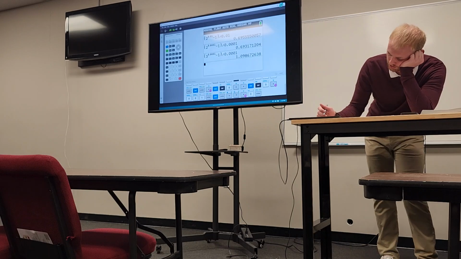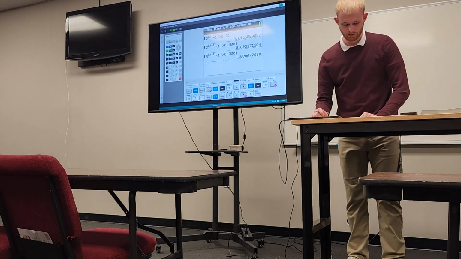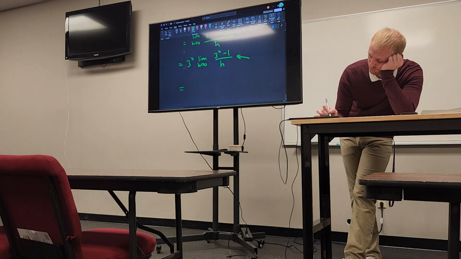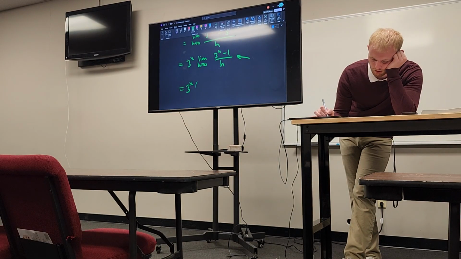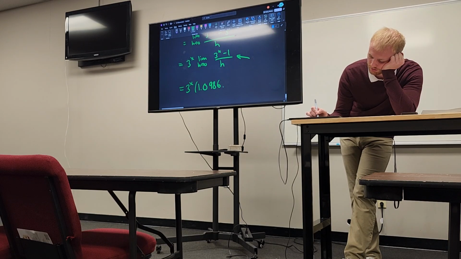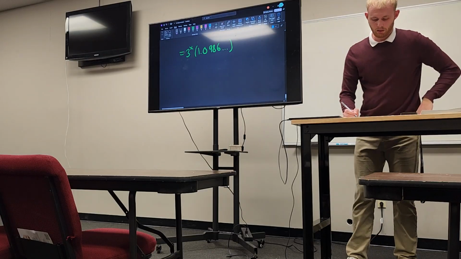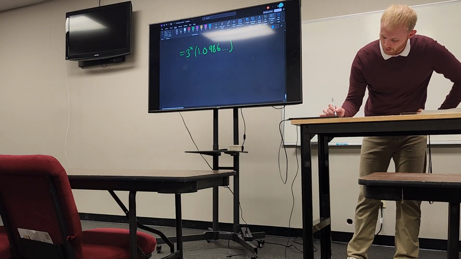Okay. Oh, I mean it's kind of close to 1. 1.0986 something. So this would equal 3 to the x times 1.0986, and so on. Something similar to that. Okay, let's try another one.